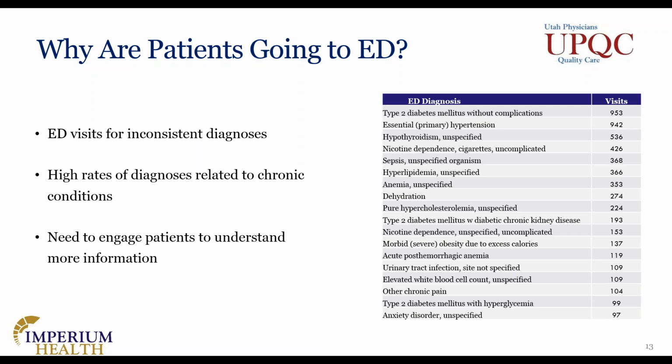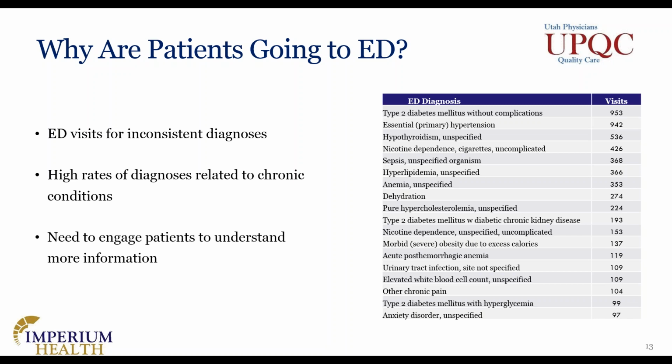Now, hypertension, I feel like, is one of those that we can wrap our head around and say, yes, that makes sense. It's probably that a patient's having some level of chest pain, anxiety, nervousness that caused them to be worried about their heart. But knowing that the number one reason why patients associated with UPQC went into the ED was diabetes without complications, that's one of those that just makes me scratch my head.